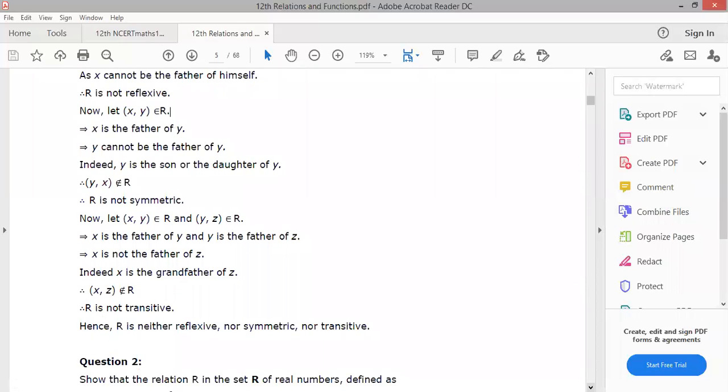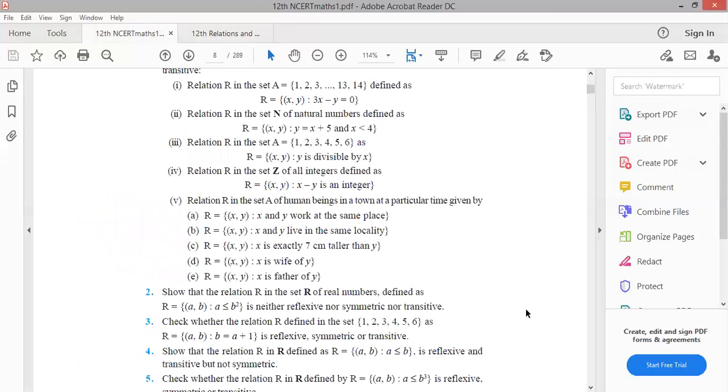No, it's not. Because let (x, y) belong to R, that means x is father of y. Let (y, z) belong to R, that means y is father of z. x is father of y, who is father of z. That means x and z have a relation of grandfather. So x is grandfather of z. If x is grandfather of z, it's not a father-son relationship, so it's not transitive. I hope that you got it.